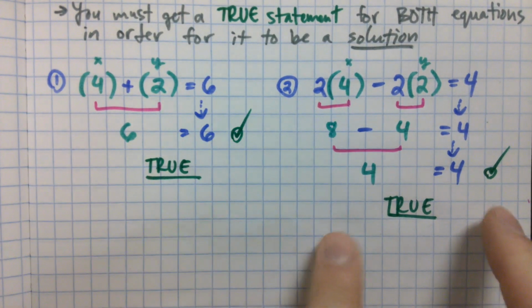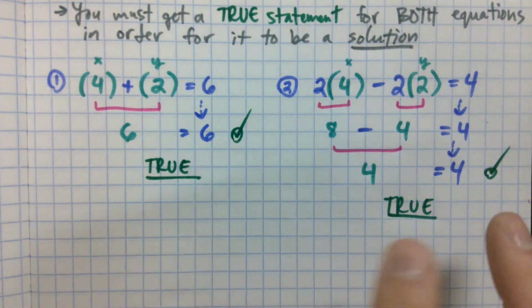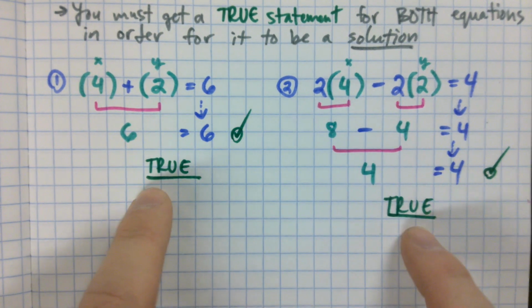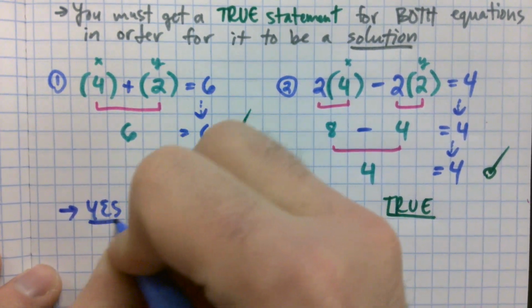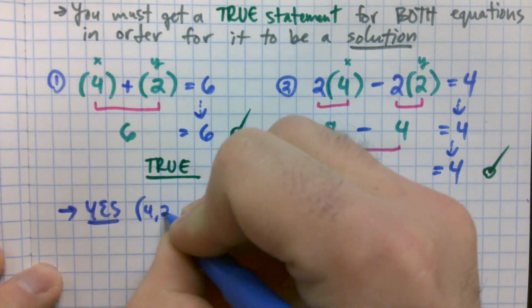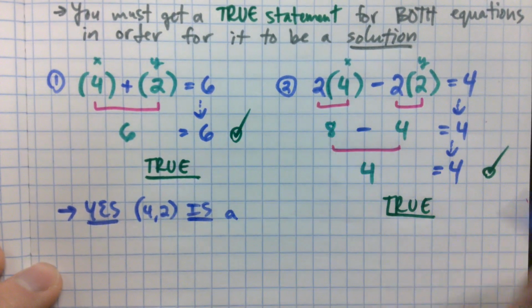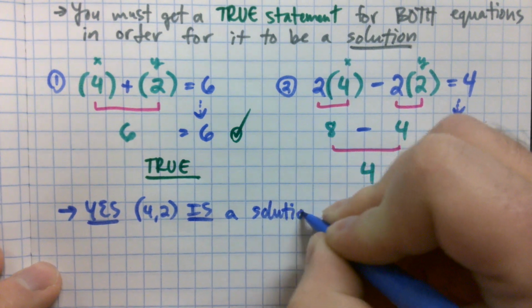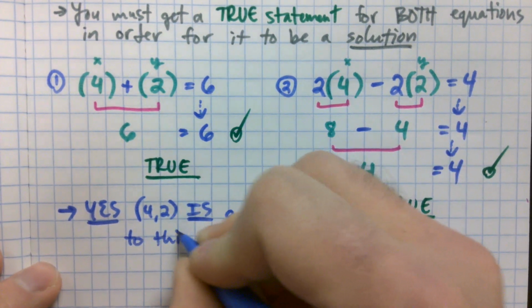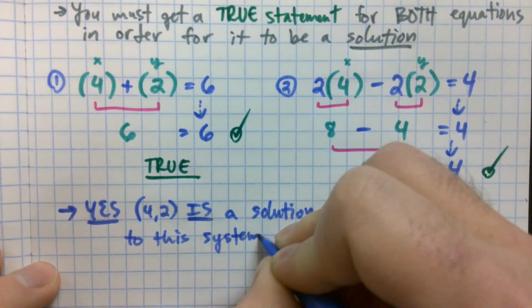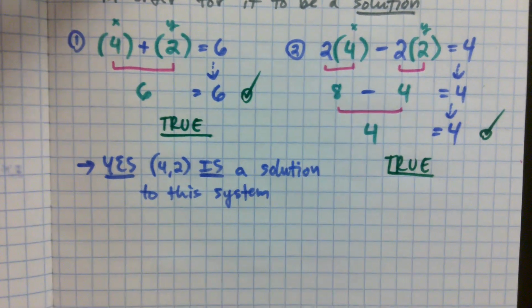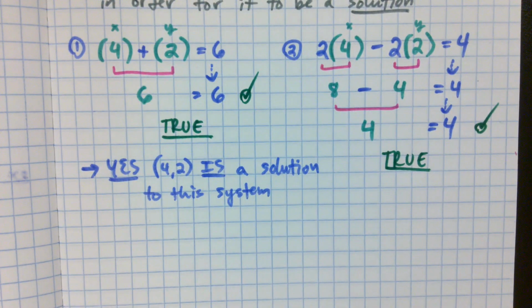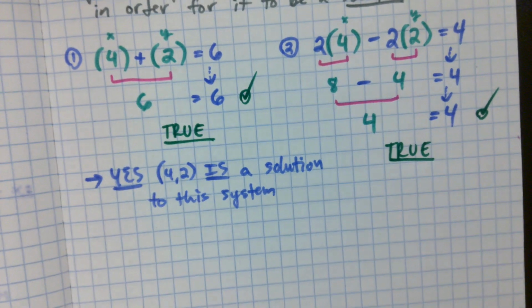Even though we get different true statements, 6 is equal to 6, 4 is equal to 4, they're both true. And that's what matters. So we can say yes, (4, 2) is a solution to this system. So our answer here would just be yes.